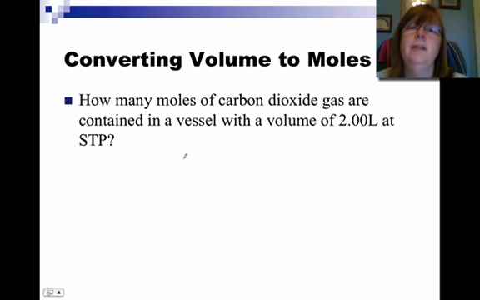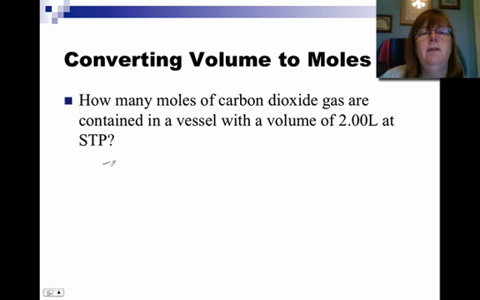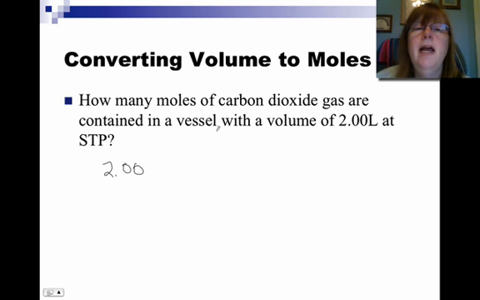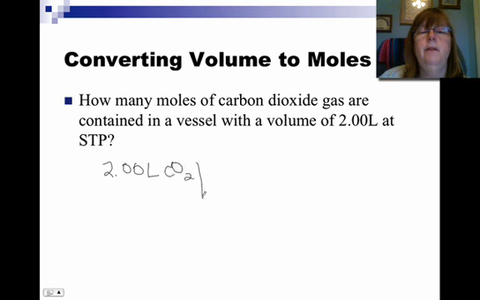Now let's go backwards. We're going to start with volume and go to moles. This time our gas is carbon dioxide gas, and you have 2 liters of it. So the vessel is 2 liters, and it's at STP, and it's carbon dioxide.